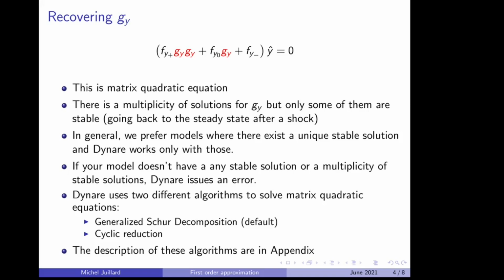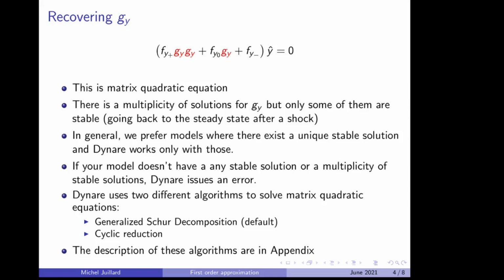A strong argument in favor of a unique stable solution is that it makes it easier to postulate that agents coordinate on the same expectation. And if your model doesn't have any stable solution or has a multiplicity of those, then Dynare simply issues an error.